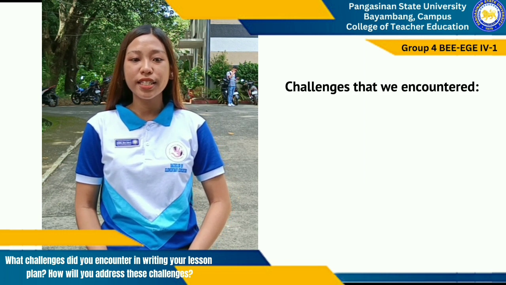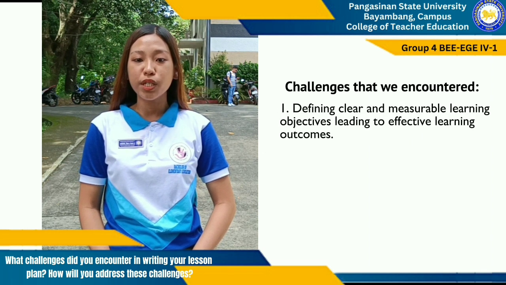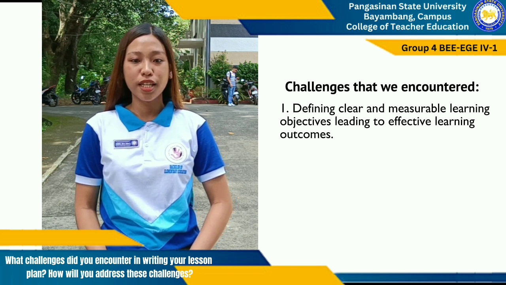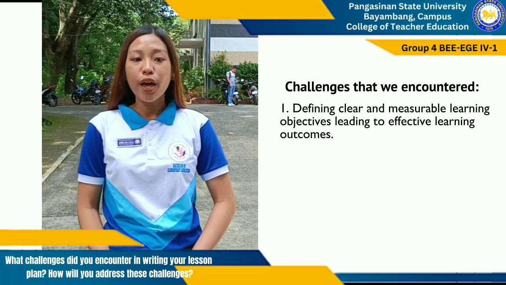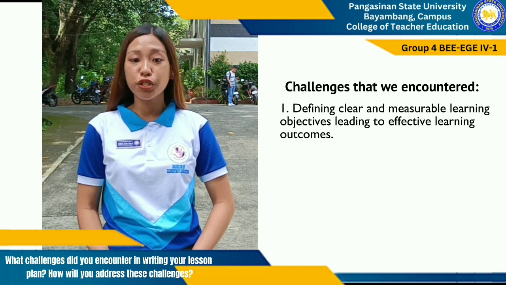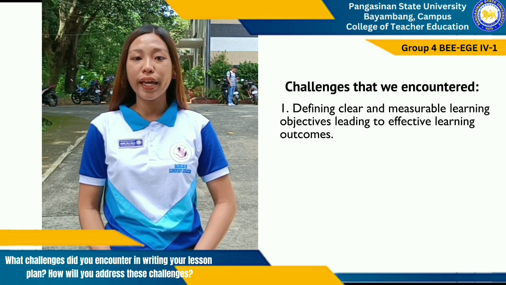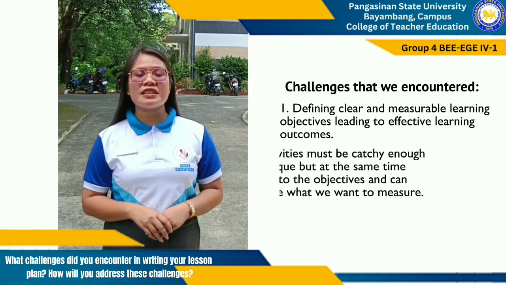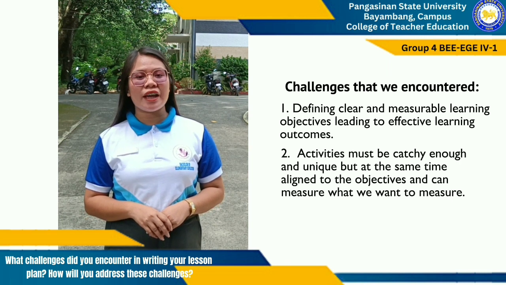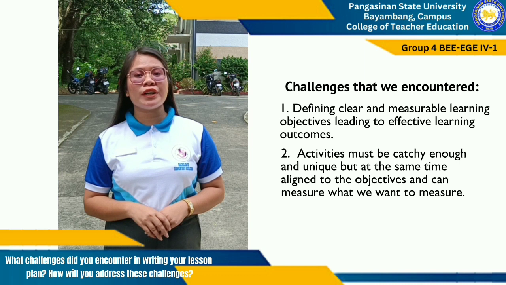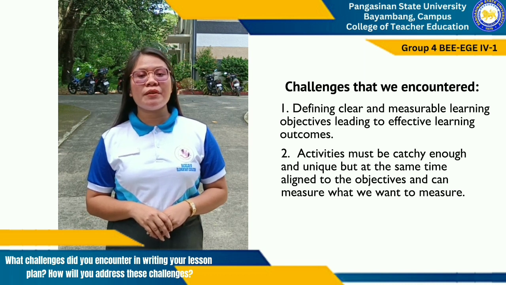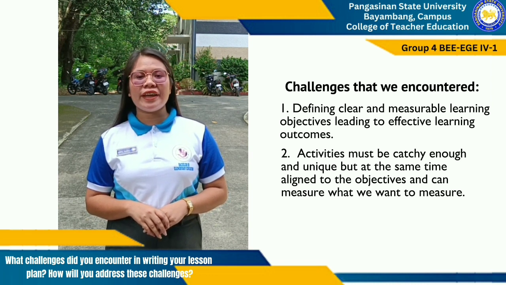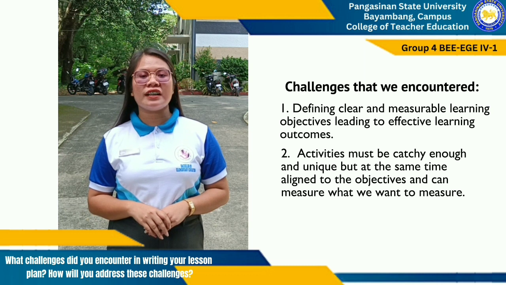One of the challenges that we encounter is defining clear and measurable learning objectives leading to effective learning outcomes. We carefully consider whether it focuses on what the student should understand or be able to do by the conclusion of a specific period. Another challenge is that activities must be catchy enough and unique, but at the same time, aligned to the objective and can measure what we want to measure. Since we are future elementary teachers and we're going to teach kids someday, thinking of activities that are appropriate and at the same time enjoyable can be very challenging.